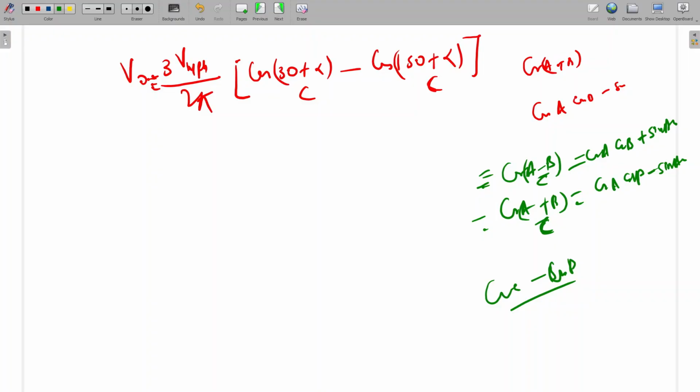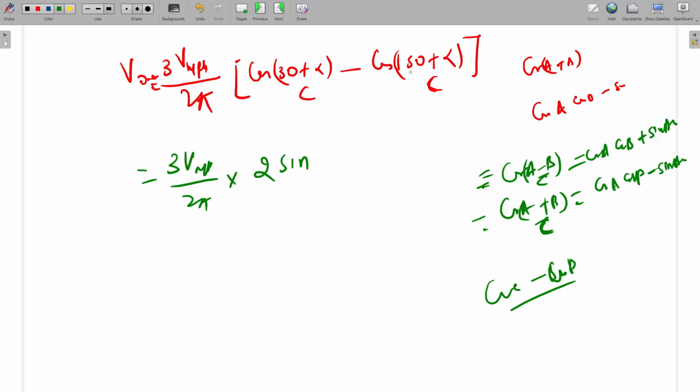We'll get it. Cos C minus cos D, you got the formula. That only we will apply. What is the formula? 2 sin C plus D by 2 into sin D minus C by 2. So it will be 3 Vm divided by 2 pi into 2 sin C plus D by 2.